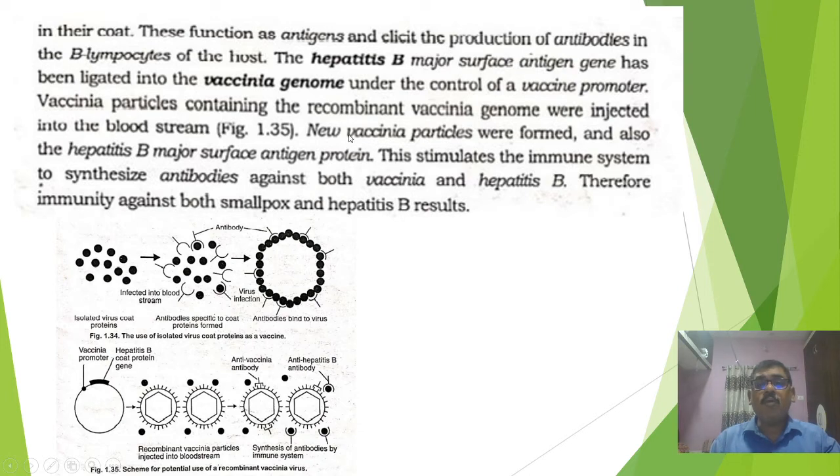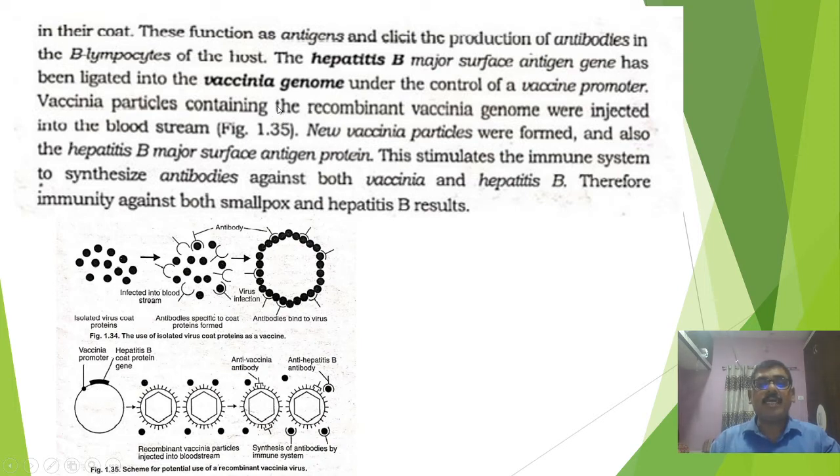Here, this is the first method, a common method, using recombinant DNA technology. We are isolating the major surface antigen gene from the hepatitis B virus. This is the hepatitis B coat protein gene, the gene from the hepatitis virus that we have isolated and inserted into a vector molecule along with a vaccinia promoter.